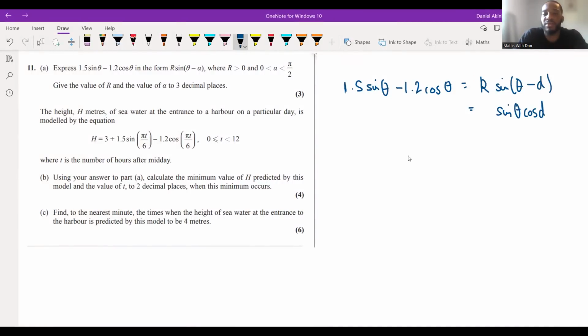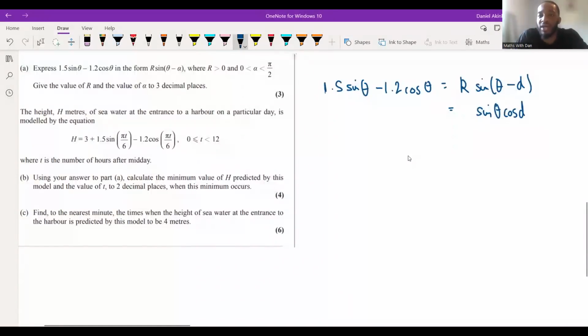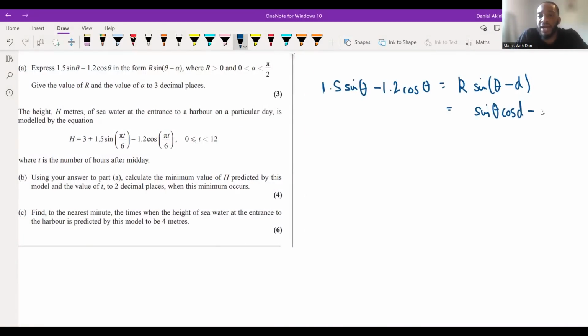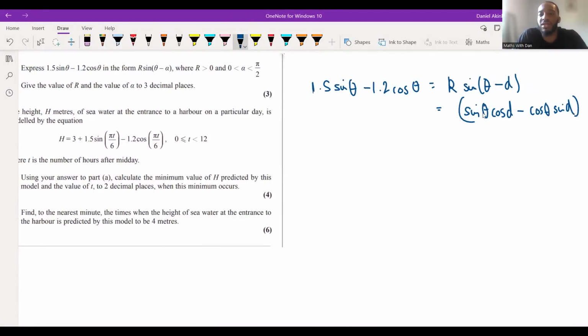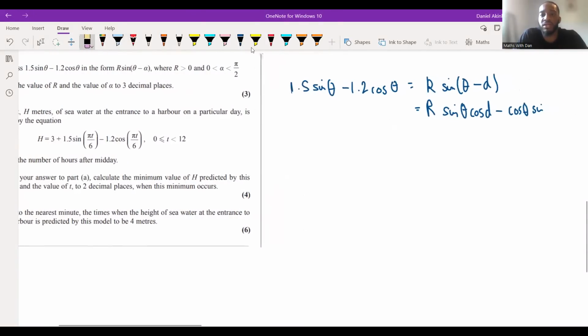I'm just letting people in as I'm explaining, so if I stop and pause, you know why. So sin theta cos alpha, and then minus cos theta sin alpha. Remember, this is that one there. If I expand the r, I'll have an r in each term. So it'll be an r here, and then sin alpha here, equal to 1.5 sin theta minus 1.2 cos theta.